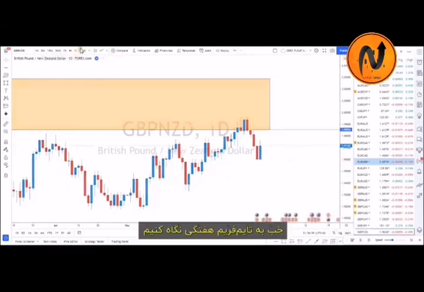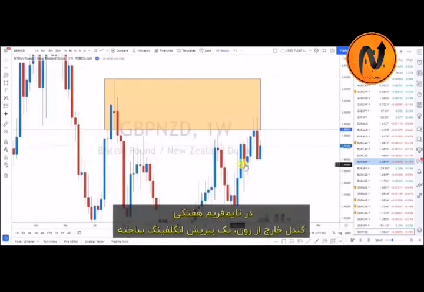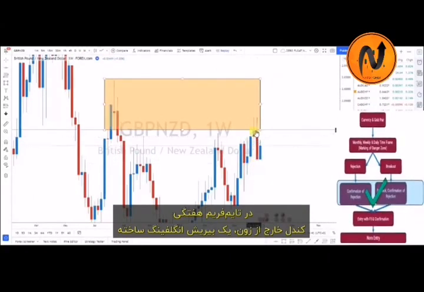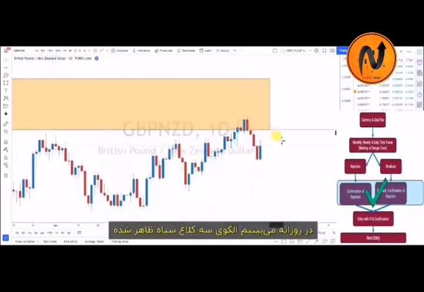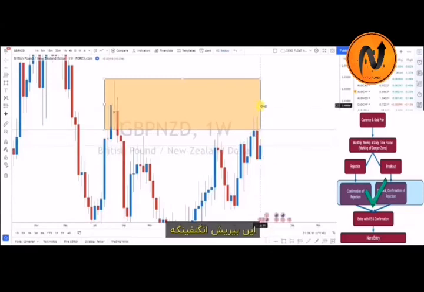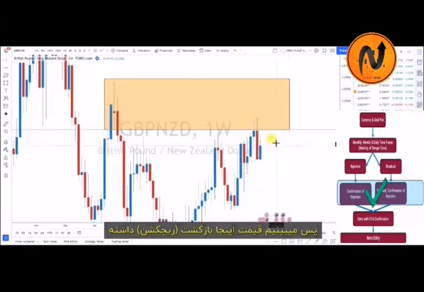Okay, now let's look at the weekly time frame. The candle has closed as a bearish engulfing outside of the zone. On the daily, we can see that there's a 3 black crow. So weekly we have the bearish engulfing close outside of the zone. This is the bearish engulfing. Correct, guys? So we have the rejection.